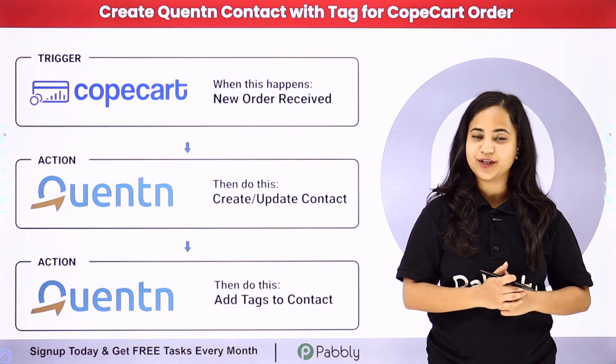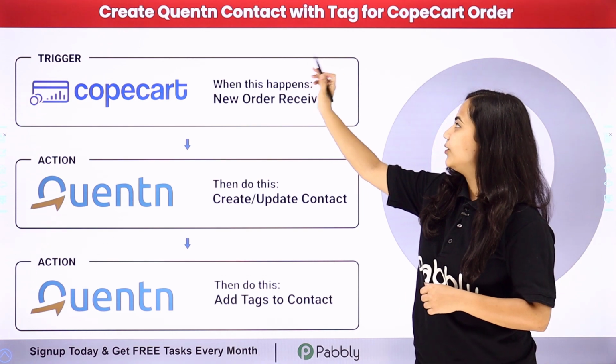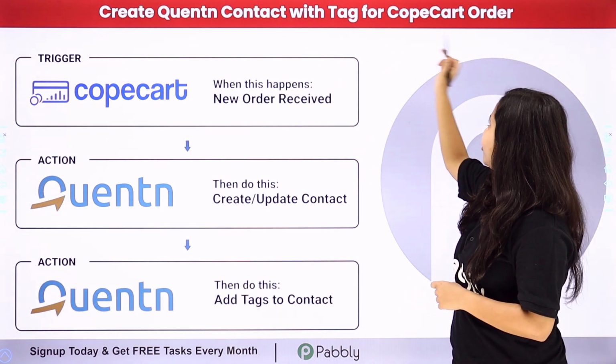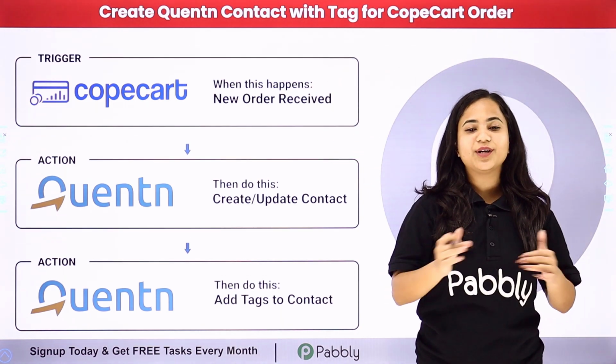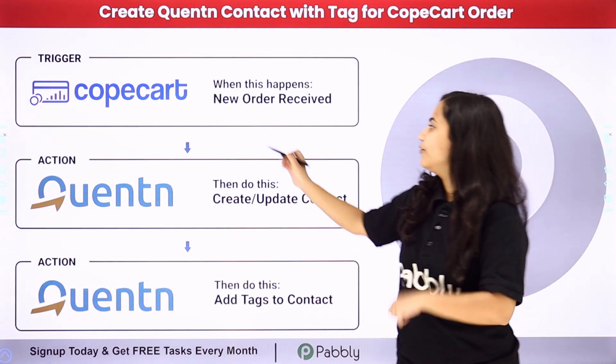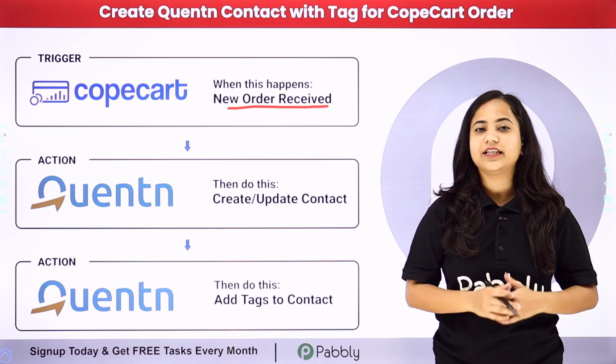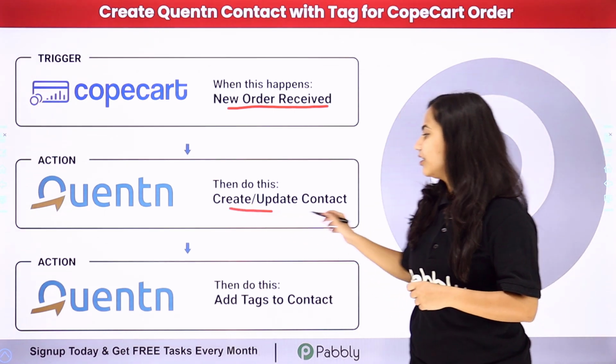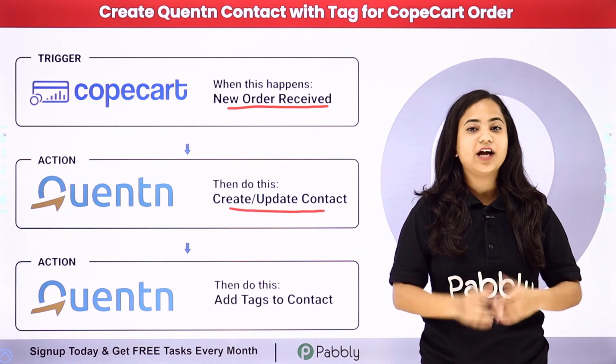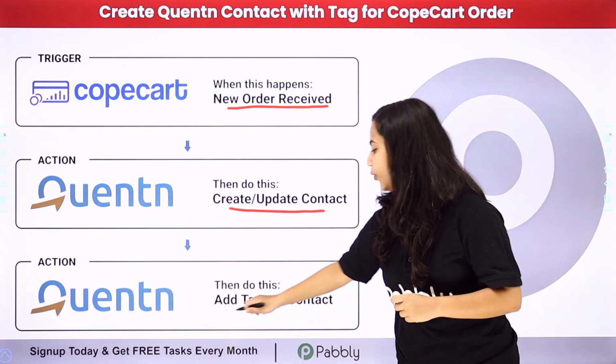Today in this video we are going to see how to create Quentn contact with tag for CopeCart order. So here my objective is that whenever a new order is received in CopeCart, then automatically a contact should be created and I want to add a tag to that particular contact in Quentn.